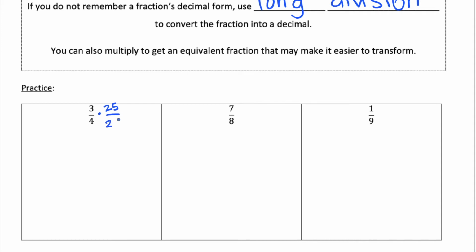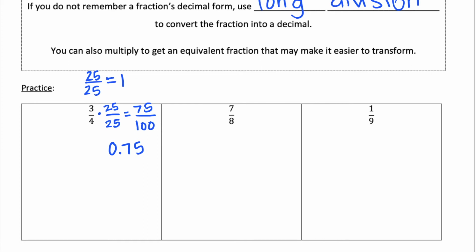I'm allowed to do that because 25 divided by 25 is equal to 1. So I'm essentially just multiplying this number by 1, and you're allowed to multiply anything by 1 because it won't change the value of it. When we do that, we get 75 on top, and then 4 times 25 is 100. So right away, we see 75 out of 100, and in your mind, you might be like, oh, well, that's 75 hundredths. And so I know that the decimal form is going to be 75 hundredths like this. So that's one way you can do that.